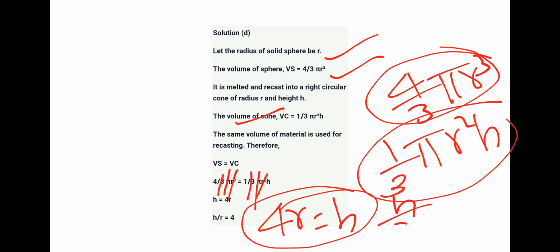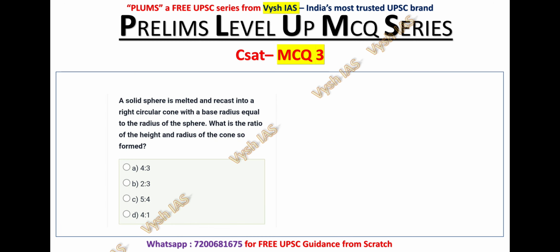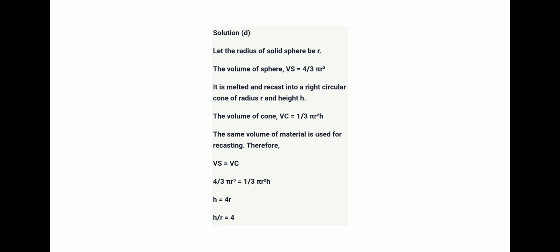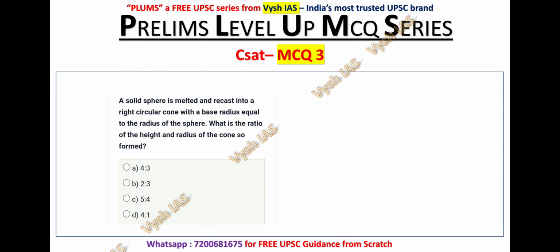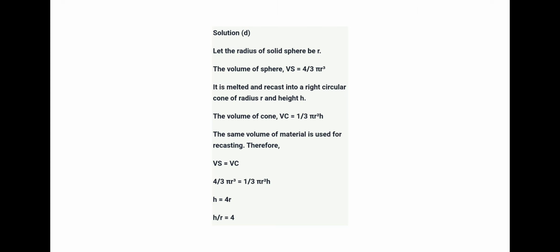So h by r, it's nothing but 4. So what they have asked in the question, what is the ratio between the height and the radius of the cone so formed? So that is what we have got. Okay, they have asked us the ratio of height and radius, so 4:1 is the correct answer. So option D is the correct answer for MCQ number 3.